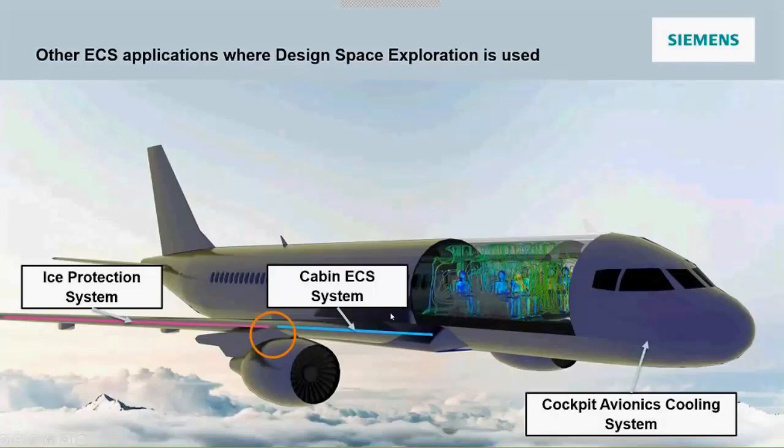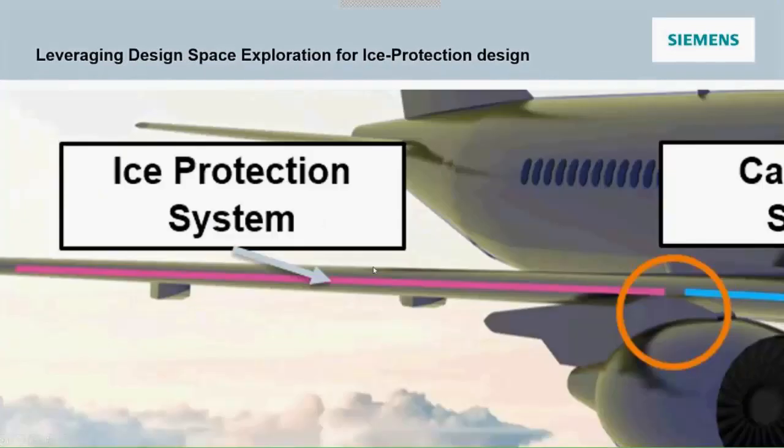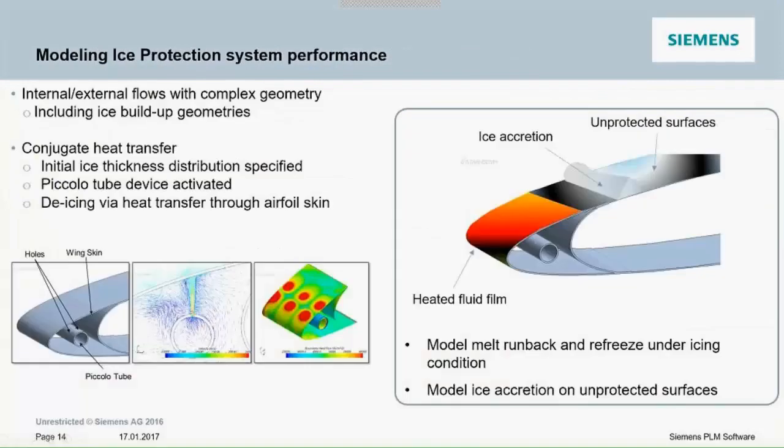Other areas you see people using design space exploration include looking at avionics cooling within the cockpit, ice protection systems, and of course, looking at the overall ECS system in the cabin. And what I'd like to do is actually spend a moment talking about design space exploration for ice protection systems.